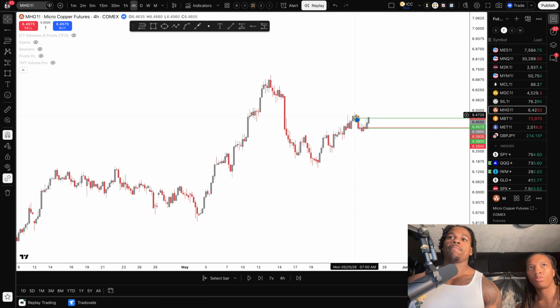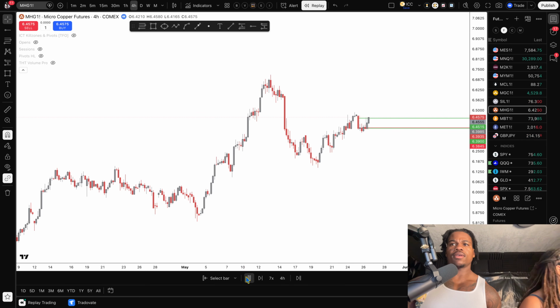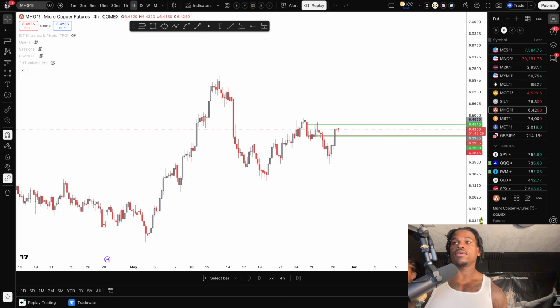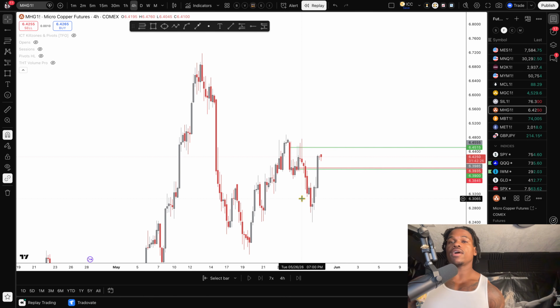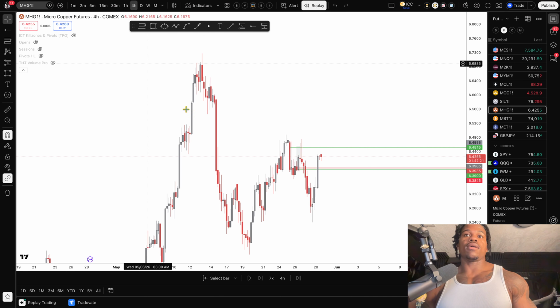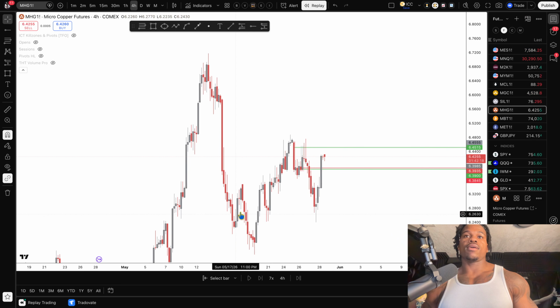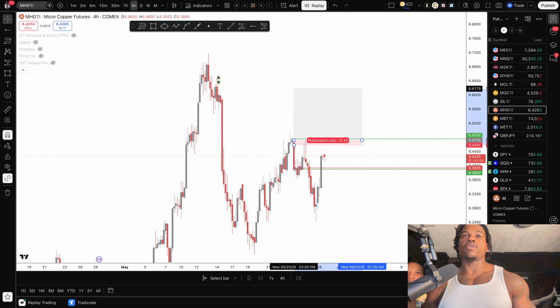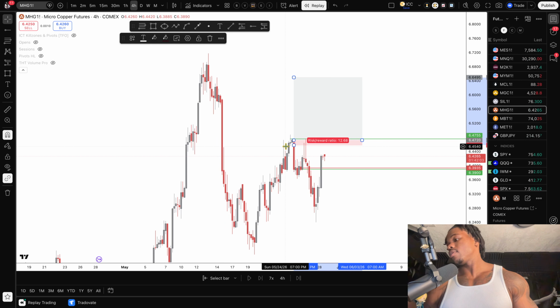Which really is copper done? No, it's not. Look, chat. Not financial advice. Not financial advice. If copper breaks above, I got a 12. If copper breaks above this level here, I would definitely be targeting some liquidity.